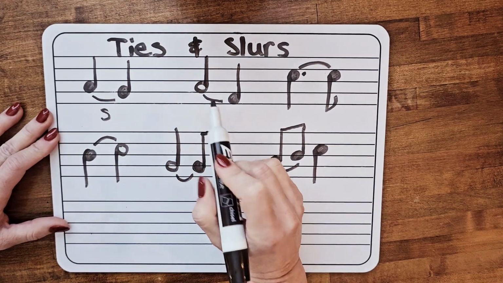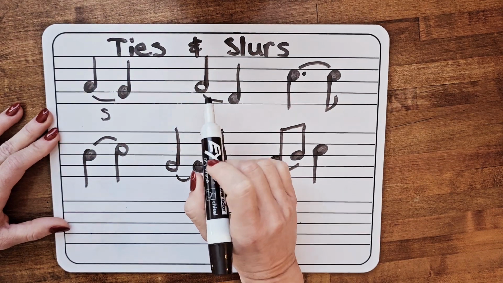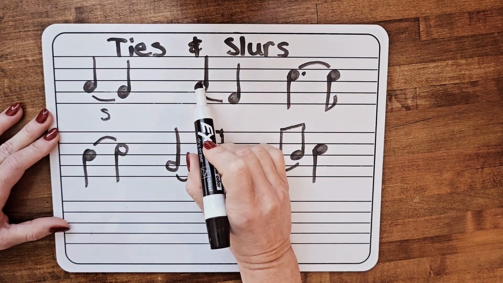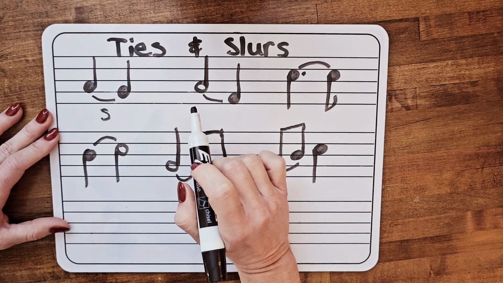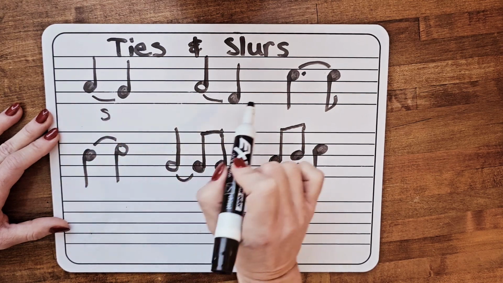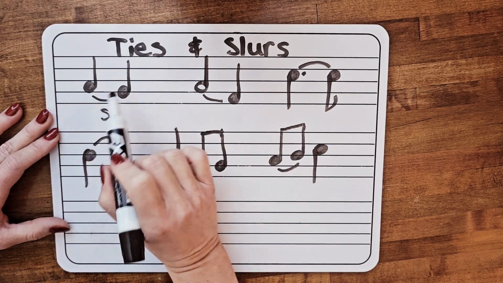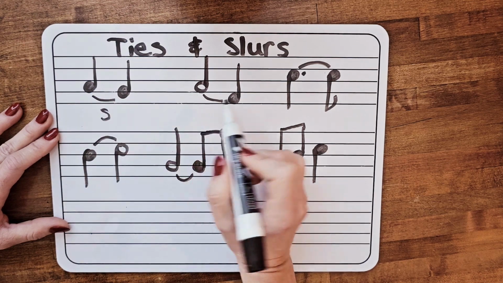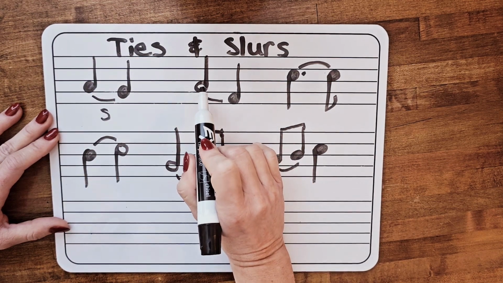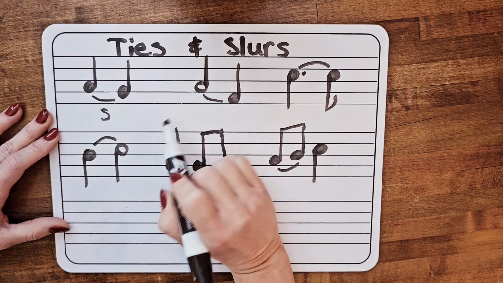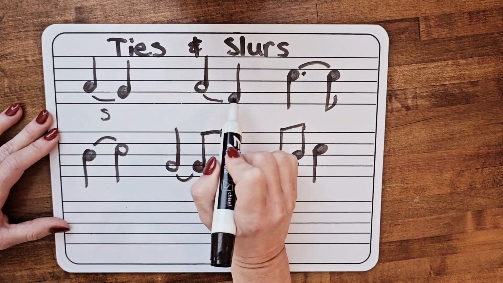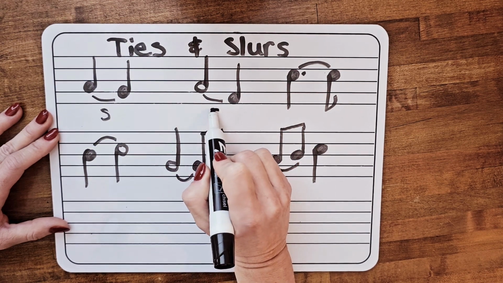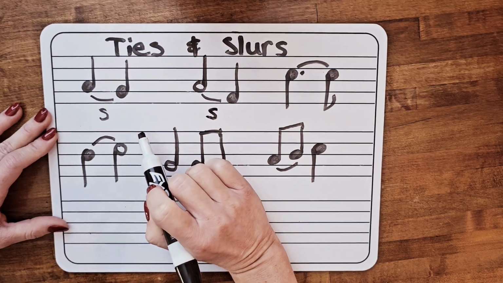The next one. Though we have a half note and a quarter note, it's still not going to throw you off. We've changed up the rhythm a little bit, but it's still one note to a different note. We have an A to an F. So this would be a slur.